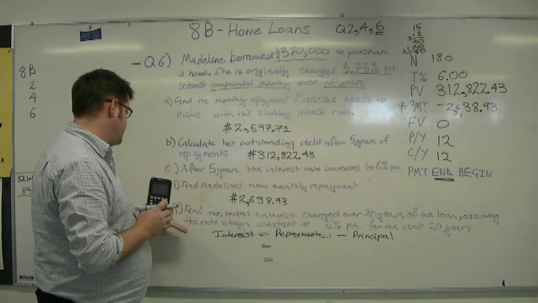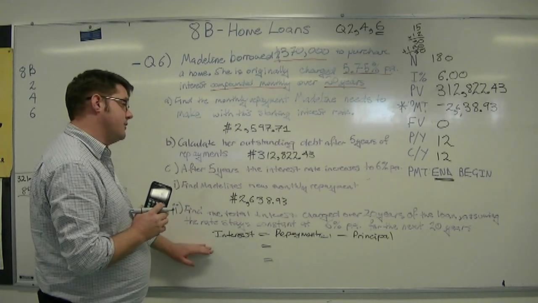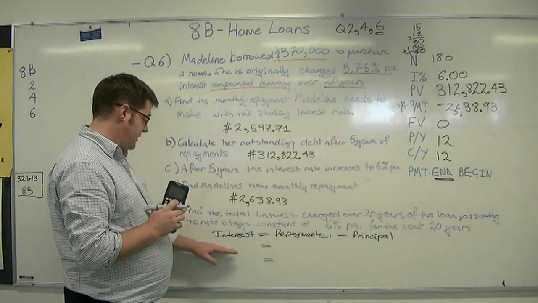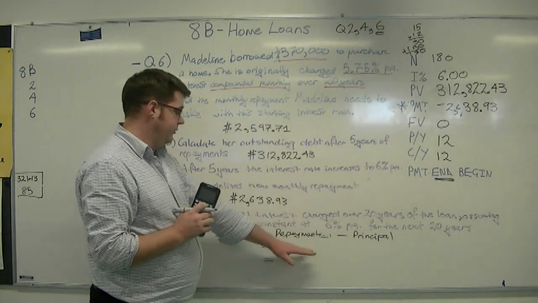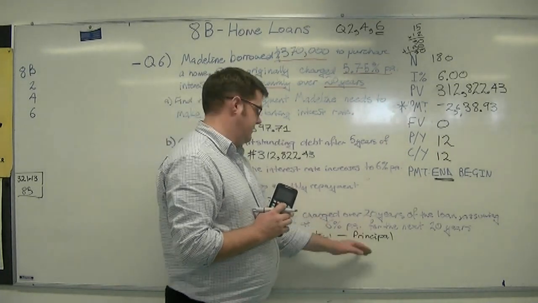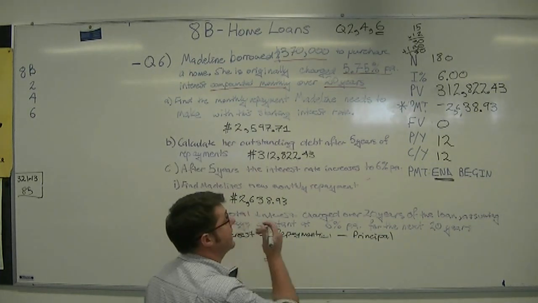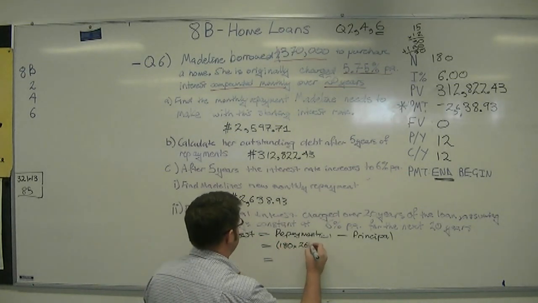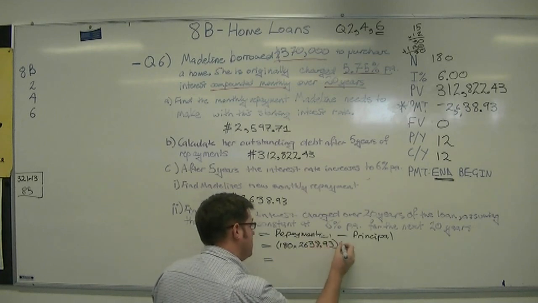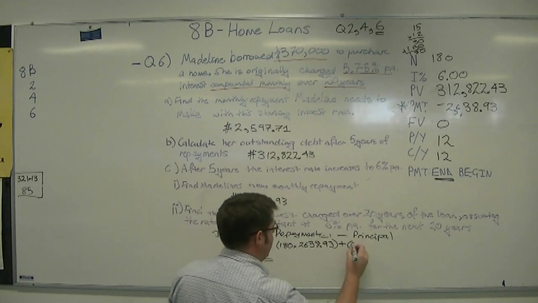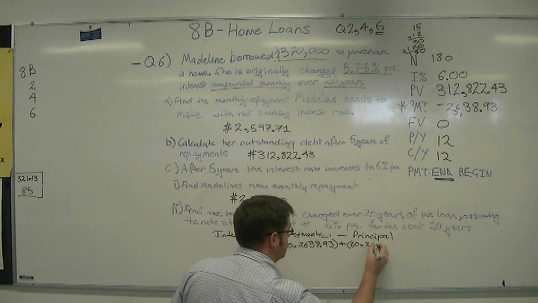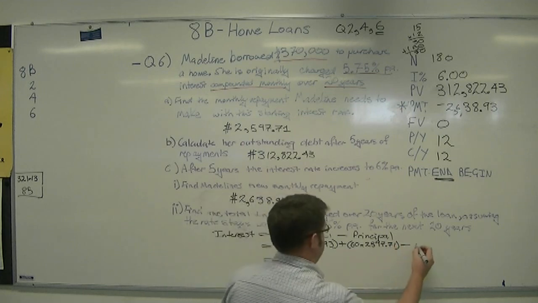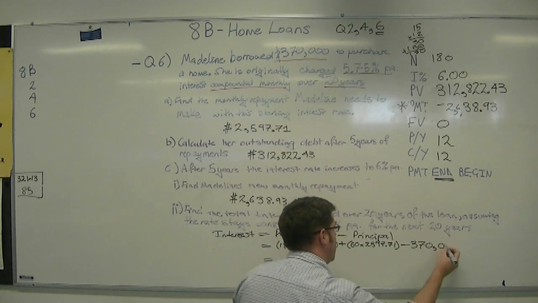There we go. So C part 2, we're asked to find the total interest charged over 20 years of the loan, assuming the rate stays constant at 6% per annum for the next 20 years. So in order for us to do that, we need to remember that the total interest equals the total repayments minus the principal that we first started with. So to calculate that, let's look at the second set of terms first. So it's 180 times 2638.93 plus 60 times 2597.71 minus 370,123.